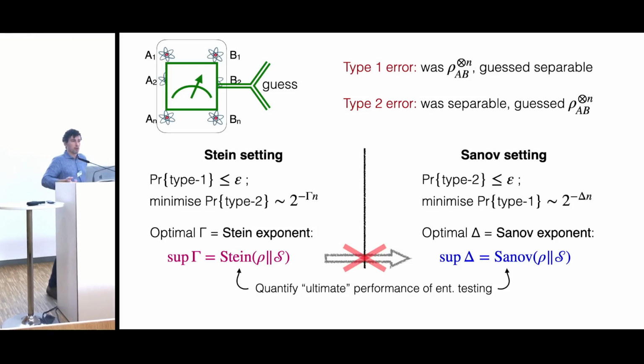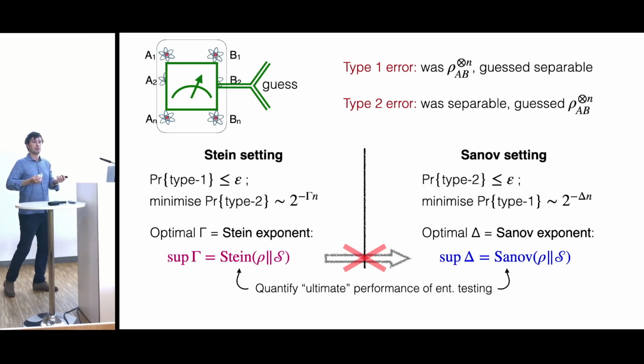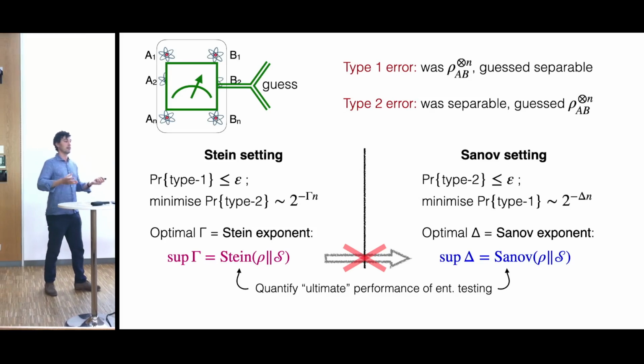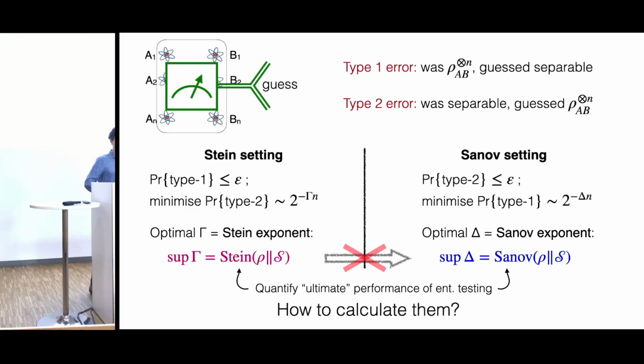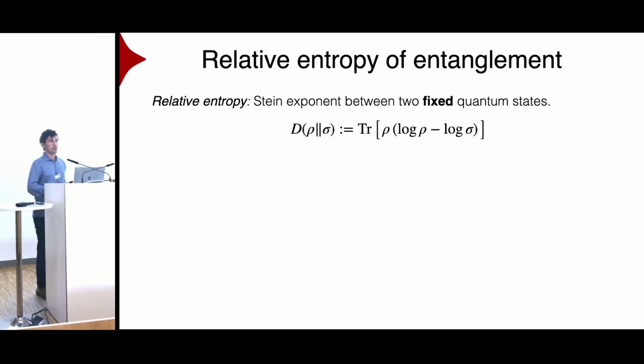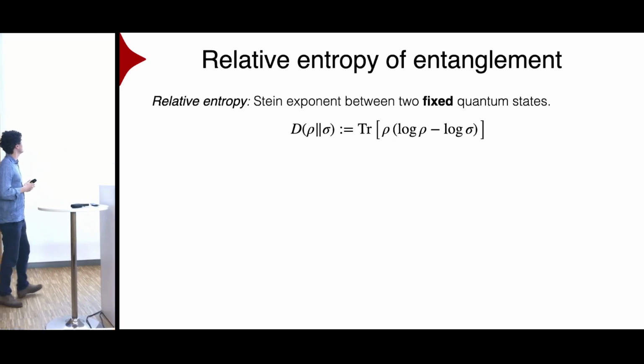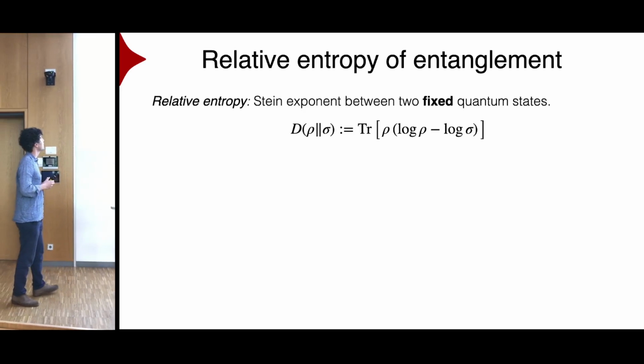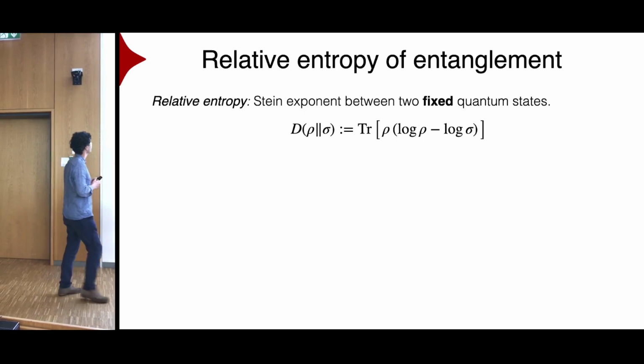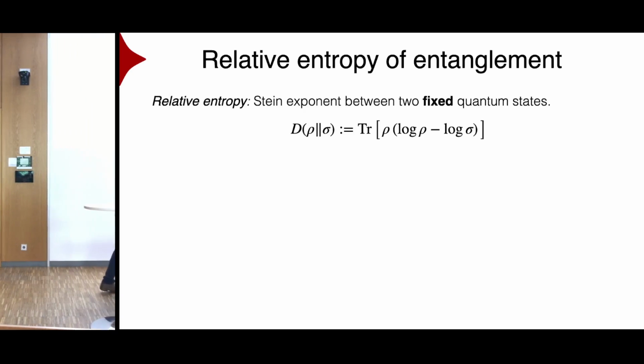But both exponents are important because they quantify the ultimate performance of entanglement testing. So we want to really calculate them. And how do we do this? One of the key quantities is the relative entropy of entanglement. Let's start from the relative entropy.